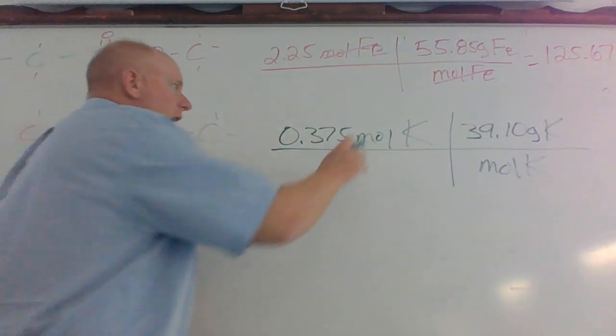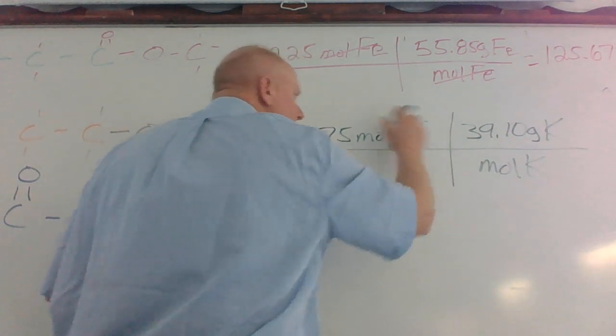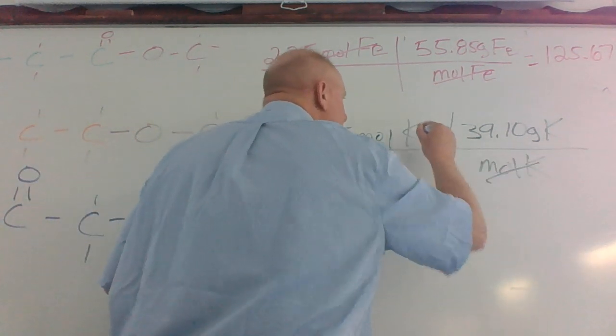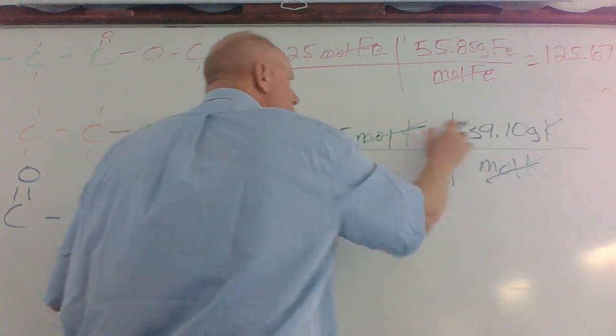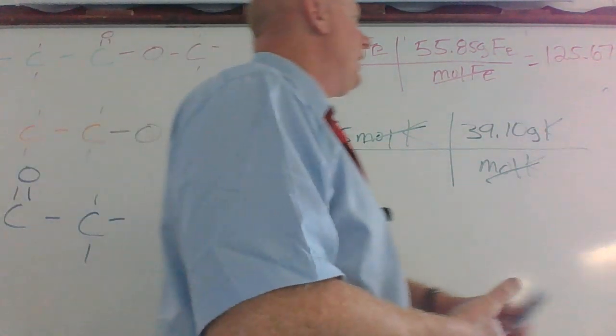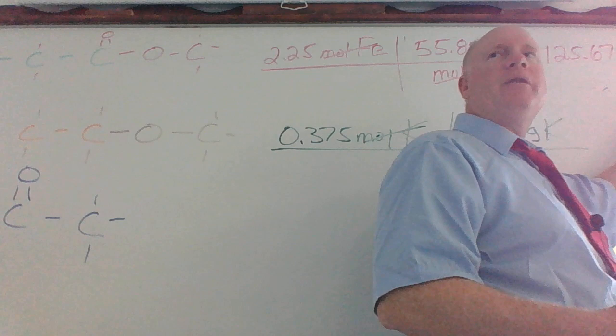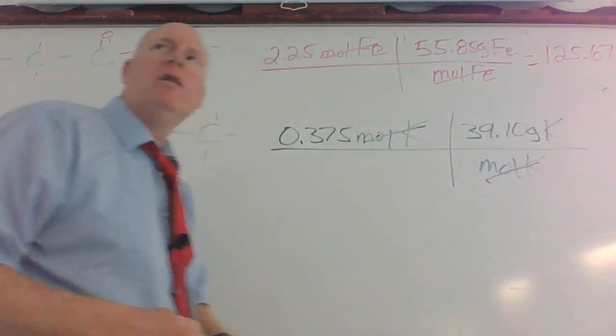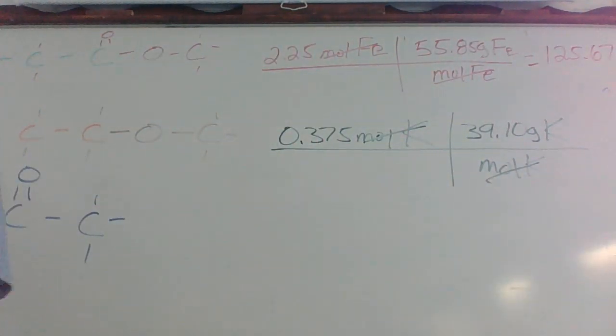So what do we see happening to these moles? They cancel. And what do we do with those two numbers? You multiply them out and we get what? 14.66. Yes, we'll take that. The author is rounding that up, but what a coincidence, right? 14.66 grams then of potassium.